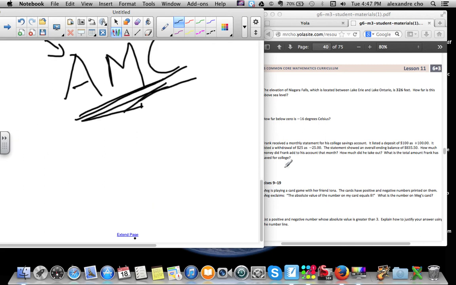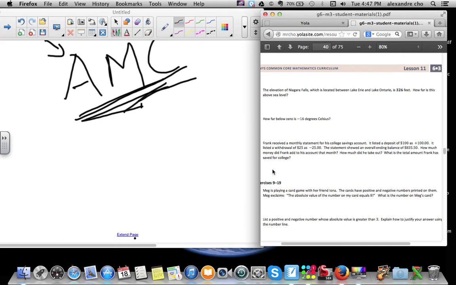All right, so next, Frank received a monthly statement for his college savings account. It listed a deposit of 100 as plus 100, a withdrawal of 25 as negative 25. The statement showed an overall ending balance of 835. How much money did Frank add to his account that month? How much did he take out? What is the total amount Frank has saved for college?